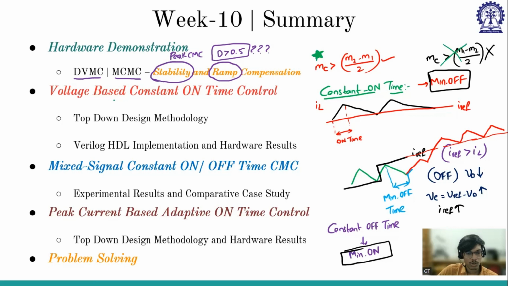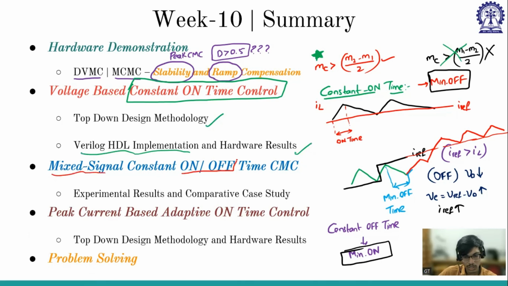And then we had discussed voltage-based constant on-time control. So this is again voltage-based constant on-time, not current based. So there is only one loop, the voltage loop. And we had discussed the top-down design methodology and FPGA implementation. What are the blocks, the quad modulator, what are the internal submodules of the quad modulator, and the Verilog implementation, and also the hardware results. And in the other case, we had considered the mixed signal constant on as well as constant off time control. And we had also seen the top-down design methodology and the experimental results.